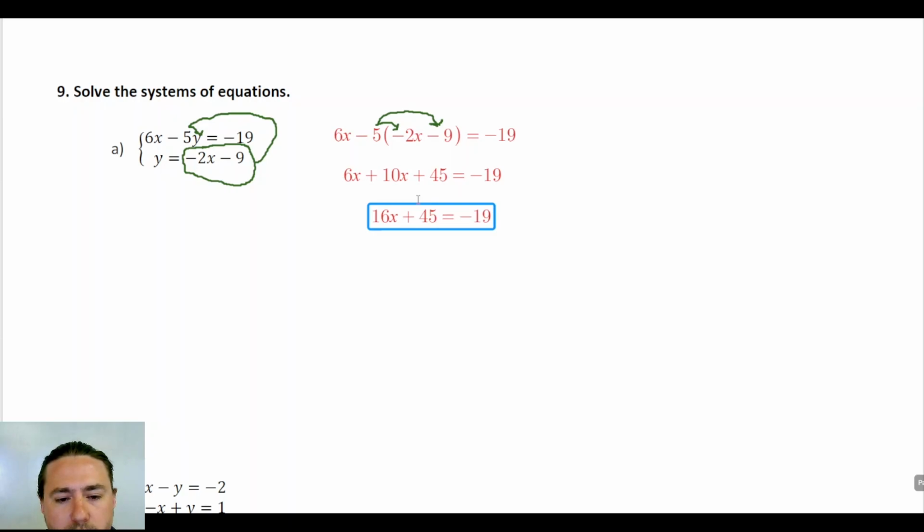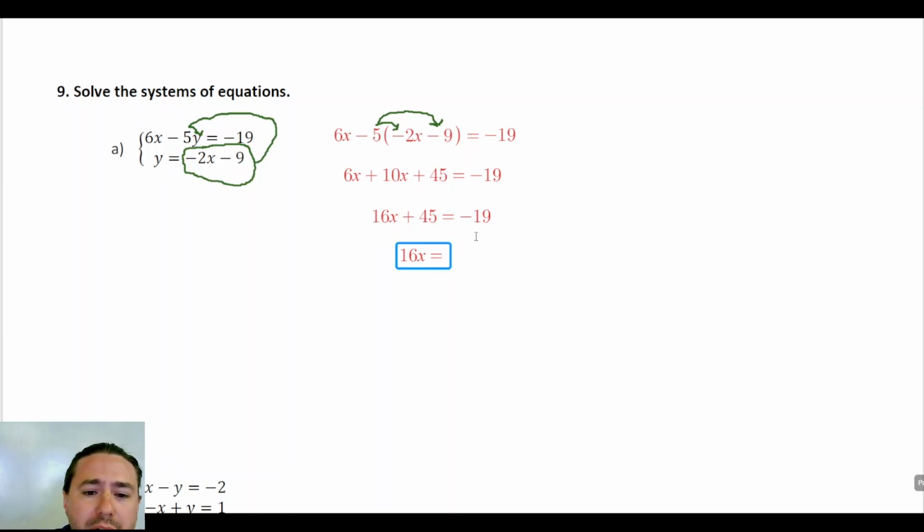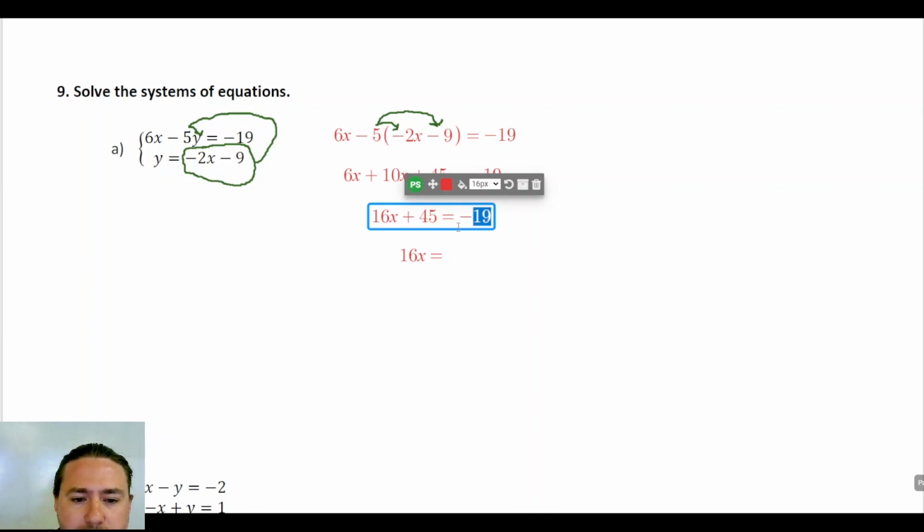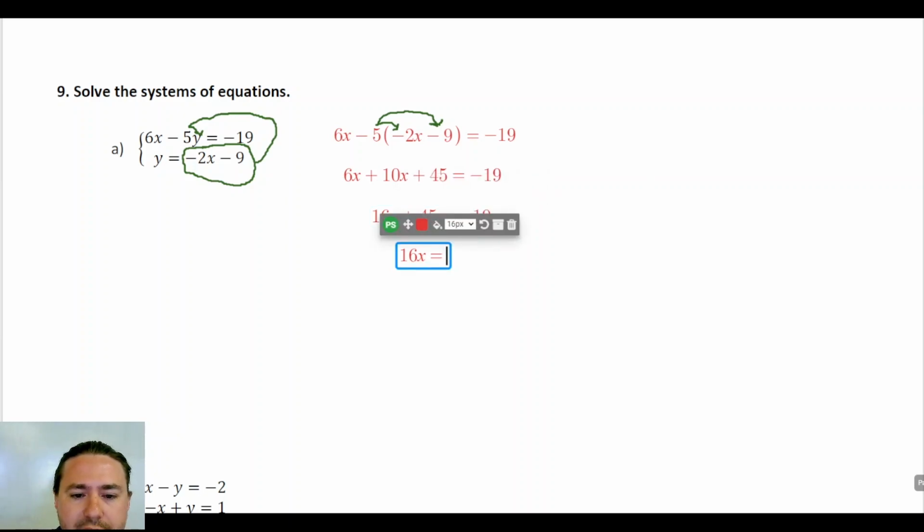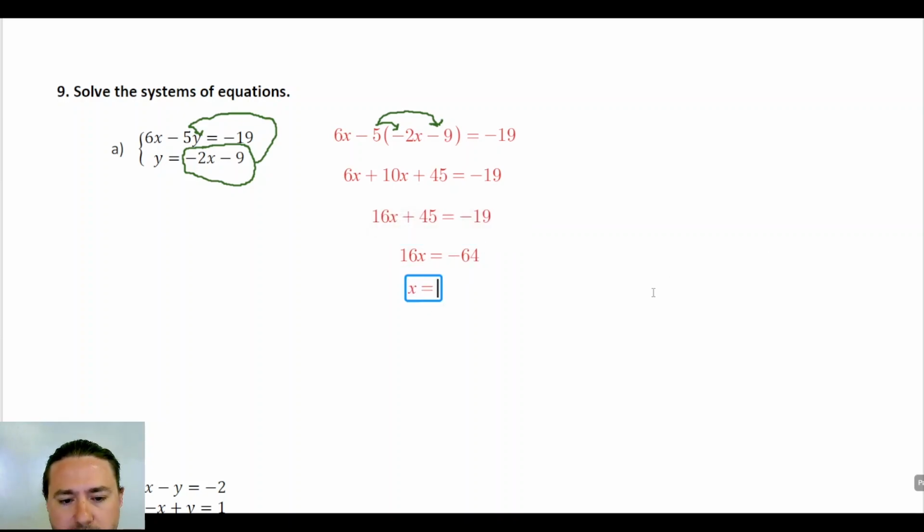From there, we will subtract 45 from both sides, and we'll get 16x equals negative 19 minus 45. Negative 20 and 45 is going to be 65, and it's one less than that, so 64. So negative 64. Then we'll divide both sides by 16, so we get x equals negative 4.